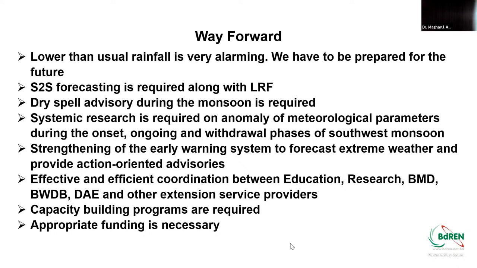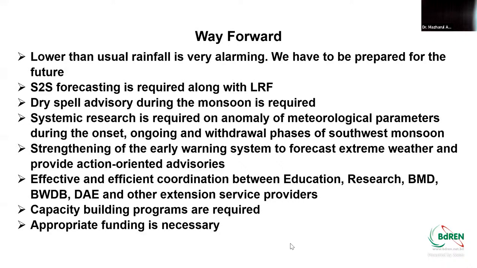As we didn't experience less rainfall in this region for the last 40 years, we are not prepared for this situation. So a lot of work should be done to alert the farmers or provide advisories for the farmers. Effective and efficient coordination is needed between education, research, Bangladesh Meteorological Department, Bangladesh Water Development Board, DAE, and other extension service providers. The coordination is still not appropriate to develop and disseminate the agromet advisories.